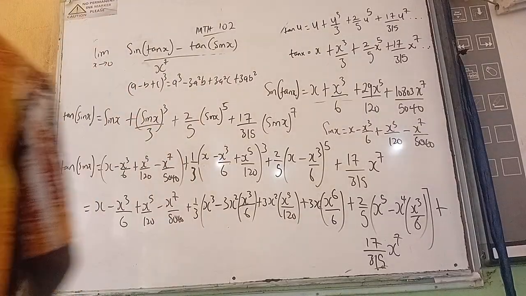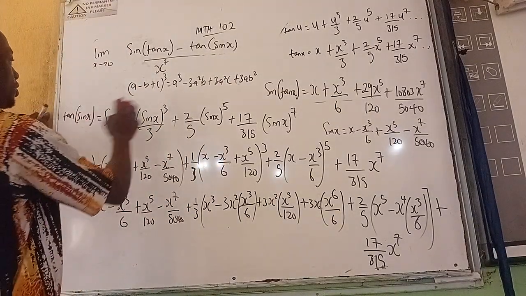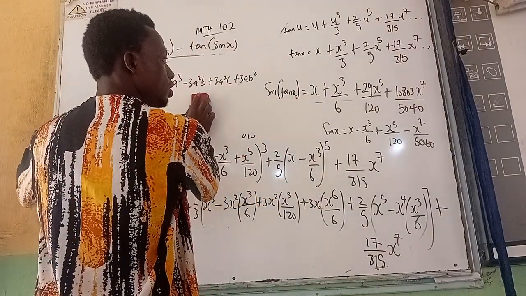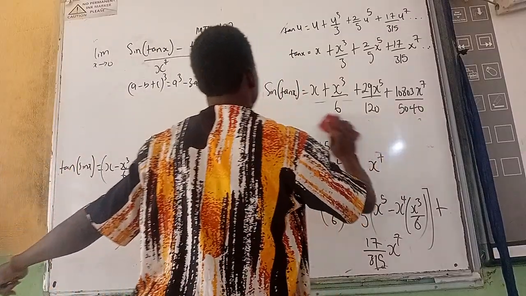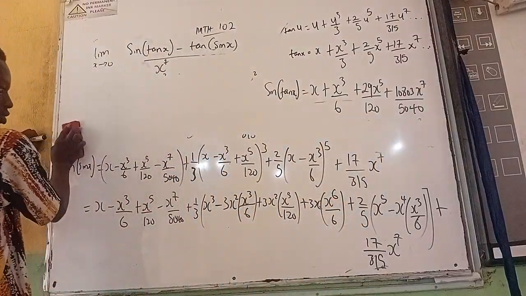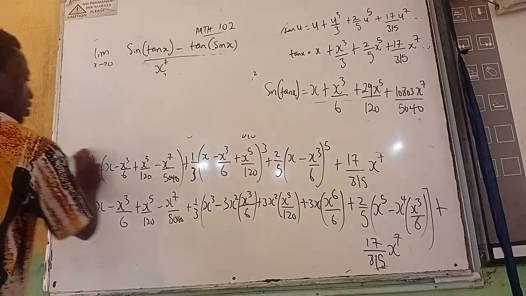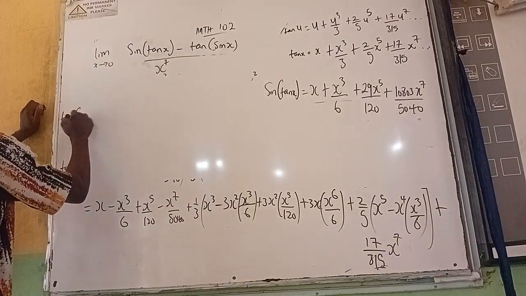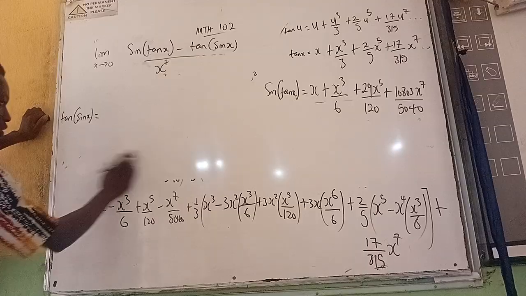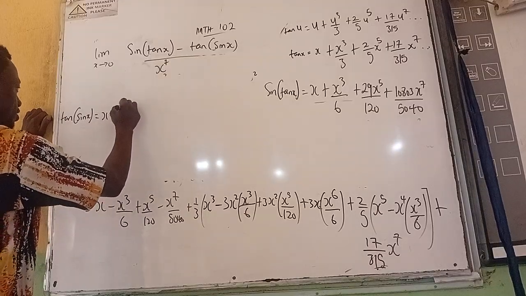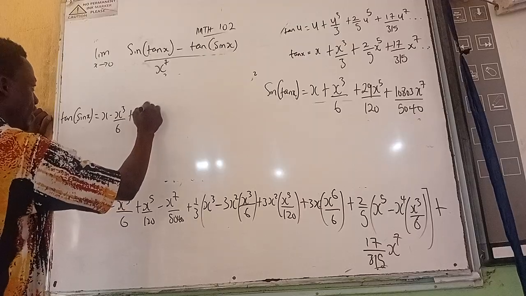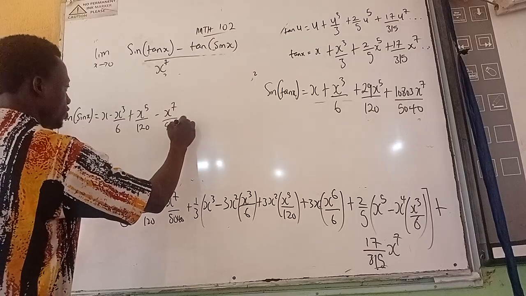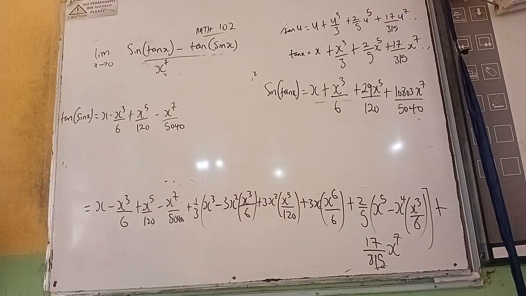Yes. Now, where's the duster? Now let me write everything out. So we are done with this. So let's write everything out. So tan(sin x) equals x minus x cube over 6 plus x^5 over 120 minus x^7 over 5040. Are we together? Over 5040.